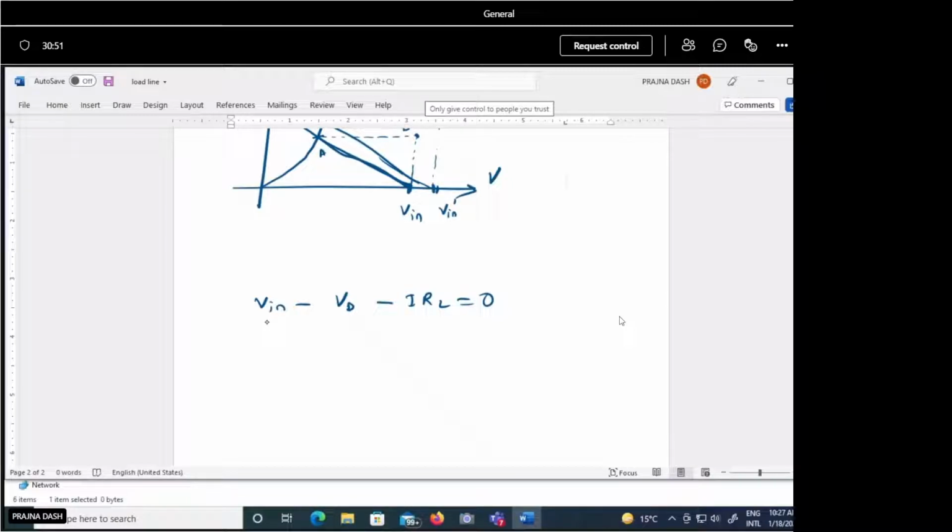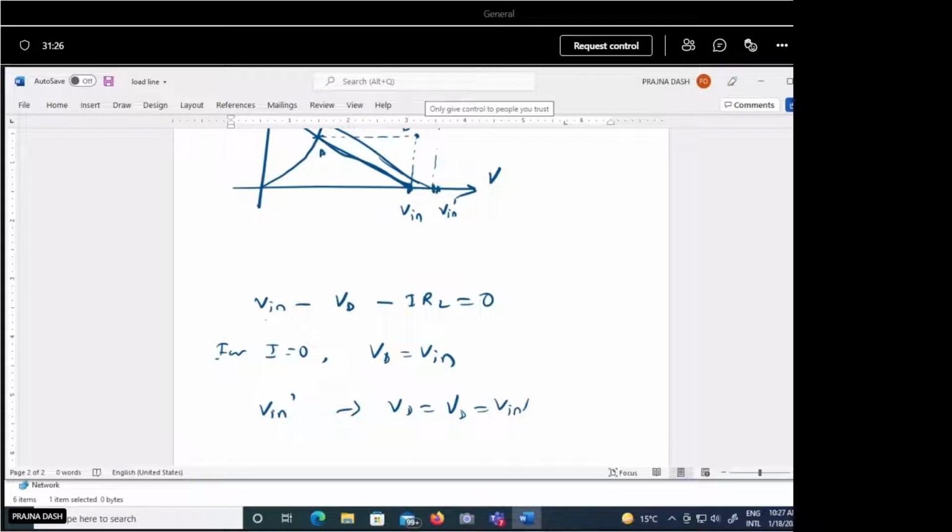When we consider I equal to zero for this axis, to get this point, I equal to zero means V in is equal to Vd. If we put in place of V in the other voltage V in dash, then for I equal to zero, Vd will be equal to V in dash. So two different points we are getting here.